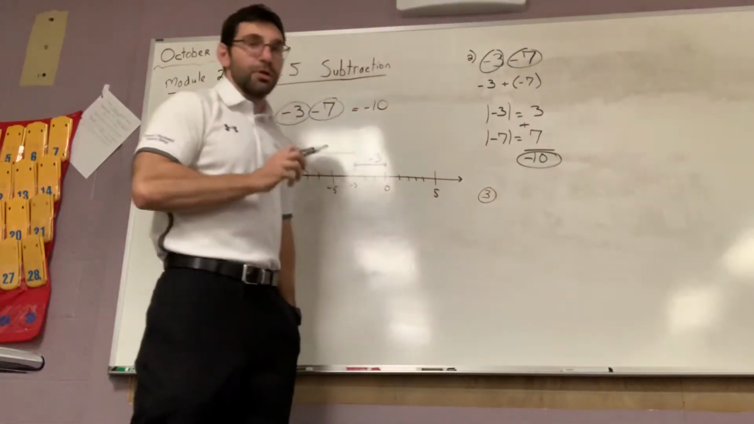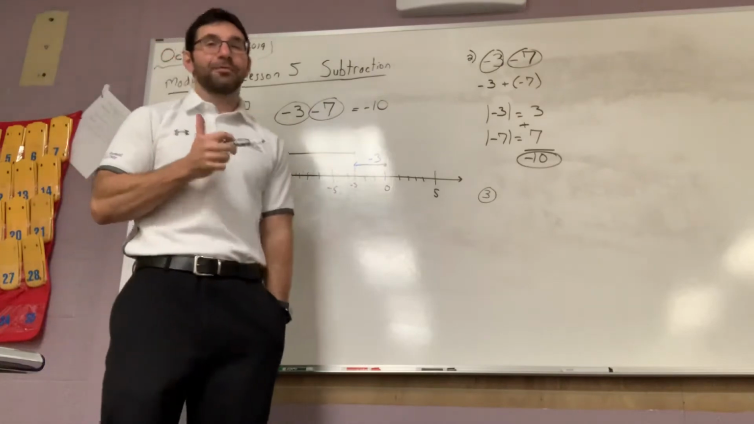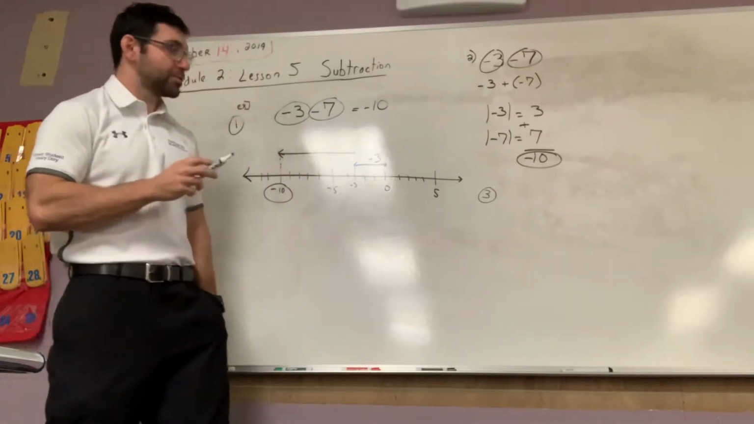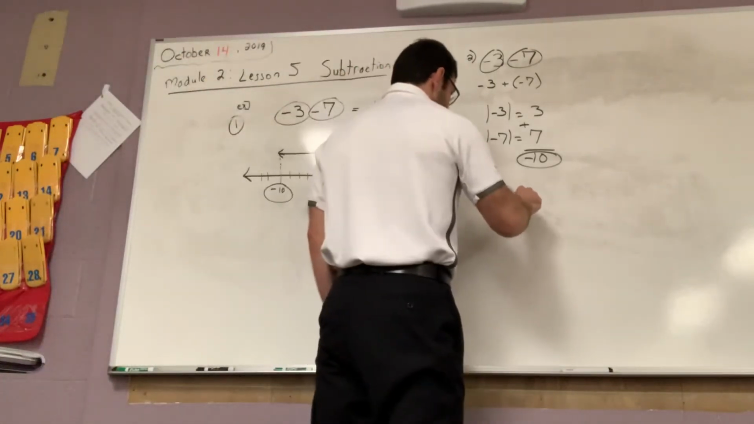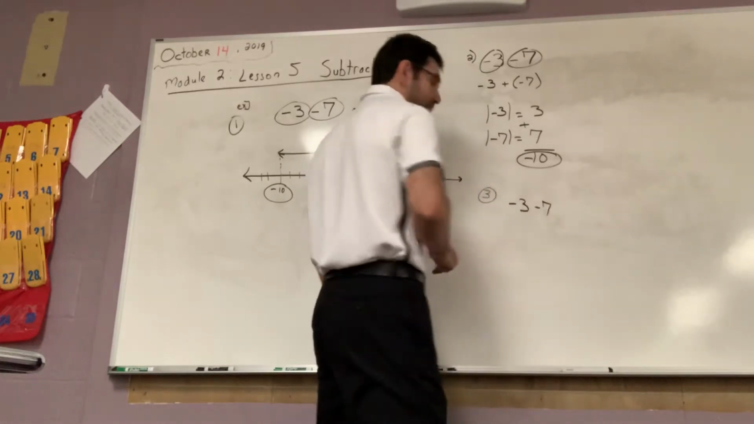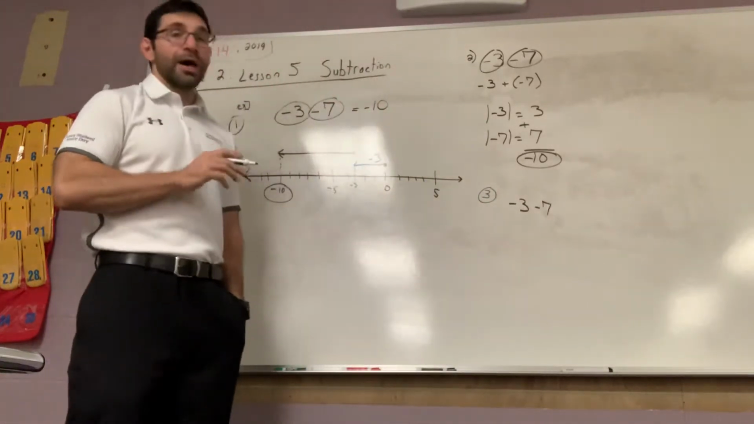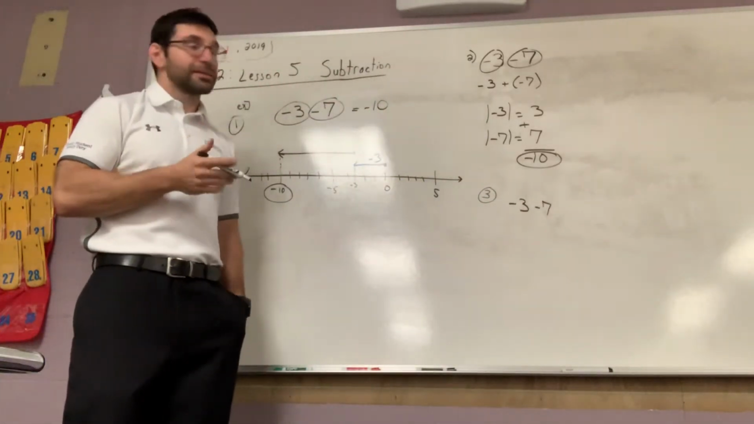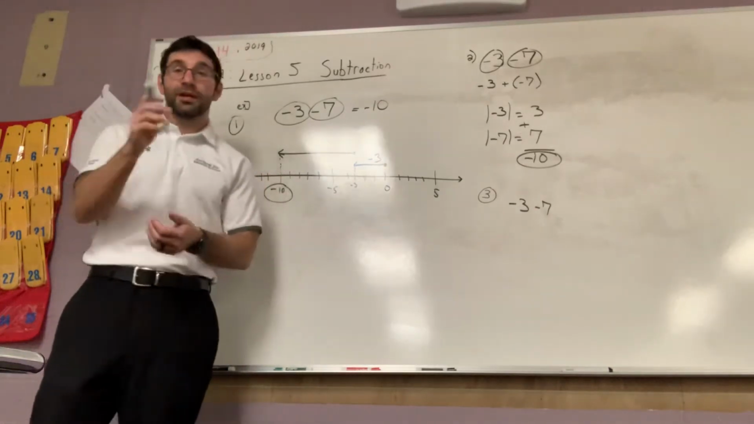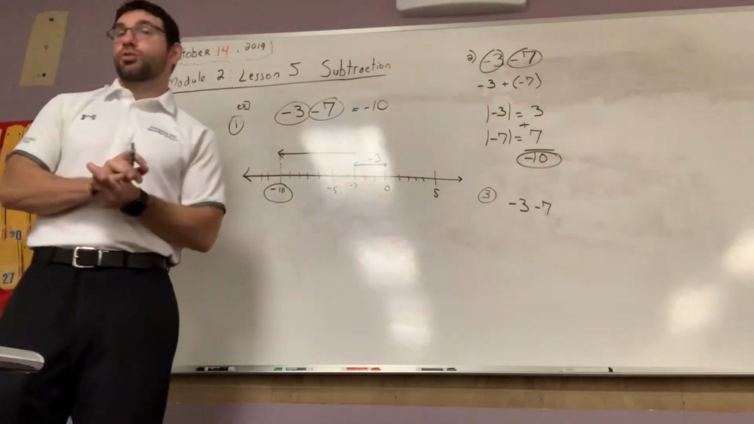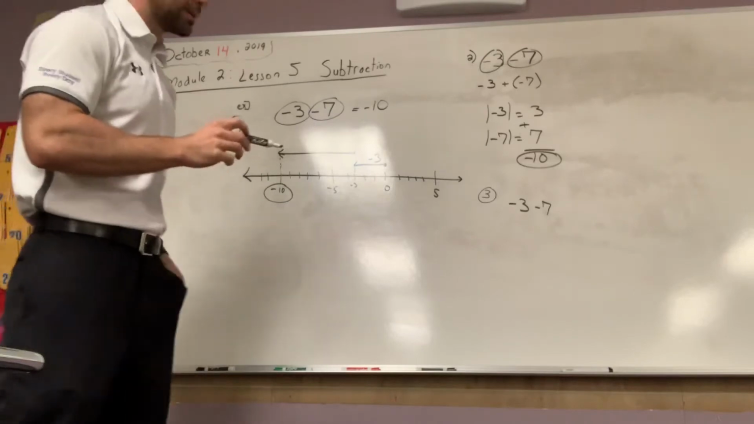No. The rules will stay the same for subtraction as they will for addition. So the opposite of 3, the opposite of 7. -3 minus 7. I want you to say, are they the same signs? And if you remember from yesterday, I started trying to teach you, hey, circle them. Circle the sign directly in front.